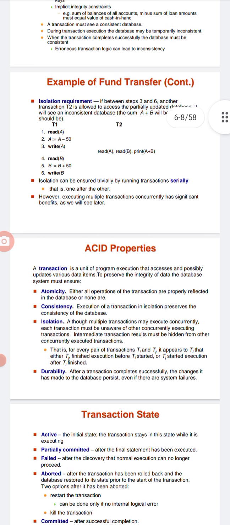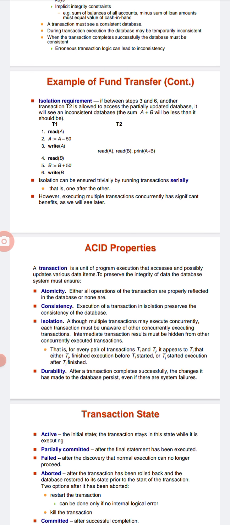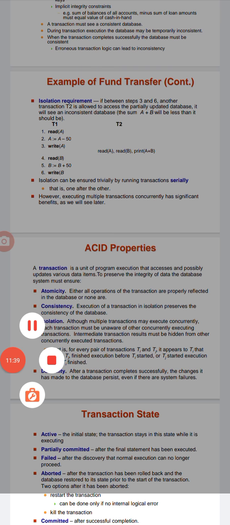Durability. After a transaction completes successfully, the changes it has made to the database persist even if there are system failures. In durability, they said that after a successful transaction, the changes made, debited or credited, what is the value after this operation? The final value should be updated in the database even if there is a system failure.